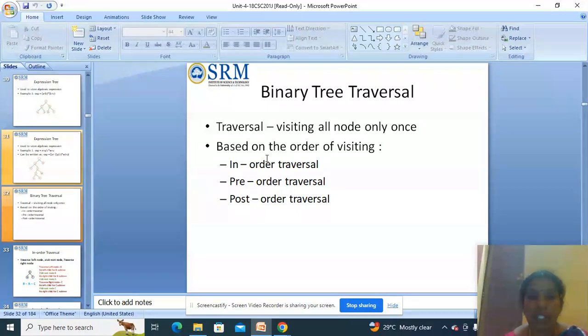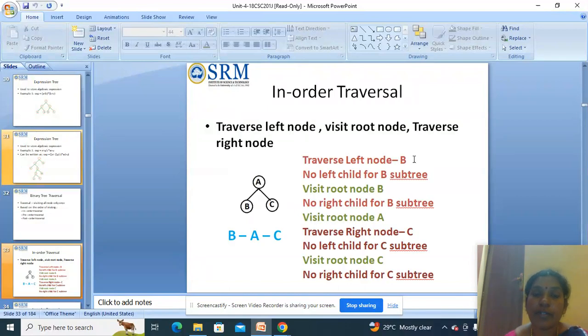Here we have three types of tree traversal: in-order traversal, pre-order traversal, and post-order traversal. We will discuss them one by one. Tree traversal means visiting all the tree nodes exactly one time. For example, if the tree contains 10 nodes, we have to visit all 10 nodes exactly one time. That is called tree traversal. Okay, the first type is in-order traversal.